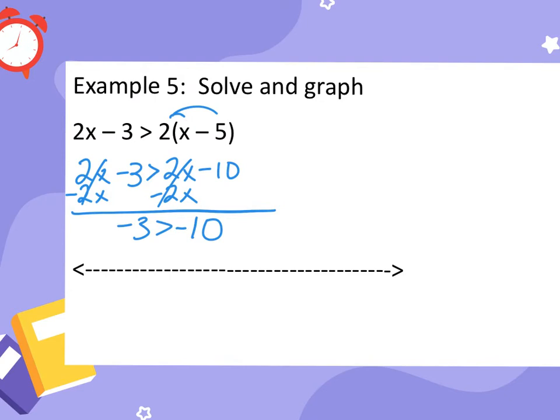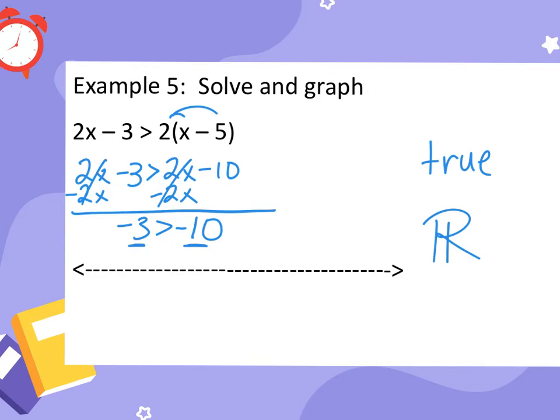What do we have there? What happened to my variable? It went away, okay? And I'm left with just a numerical statement. Is that statement true or false? True, okay? So since this is a true statement, the answer to this one is going to be what we call all real numbers. Okay, because -3 is bigger than -10. Don't get confused by that, okay? -3 is closer to 0 on a number line than -10 is. So it is bigger. So that's a true statement.